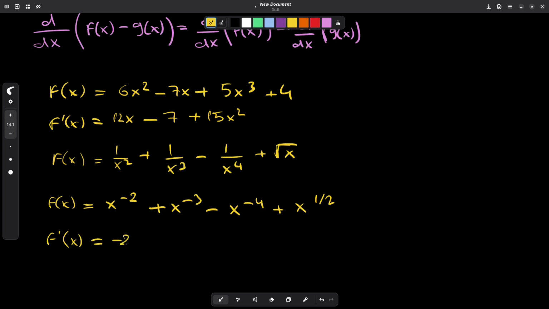2 goes to the front, negative 2x, minus 1 from the power, negative 3. Negative 3 goes to the front, there's a plus, so this will be a negative, minus sign, negative 3x, subtract 1, negative 4, right? Negative 4 in front of the x, which gives us 4x, negative 4 minus 1, which gives us negative 5, plus 1 over 2, x to the negative 1 over 2. I will leave it like this.